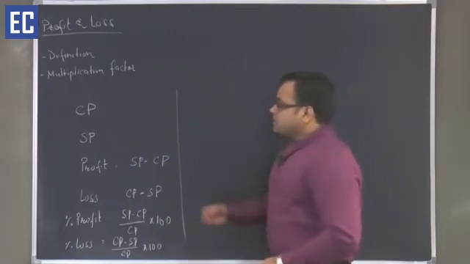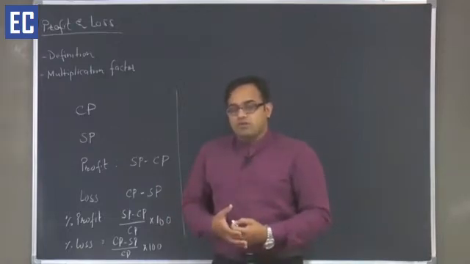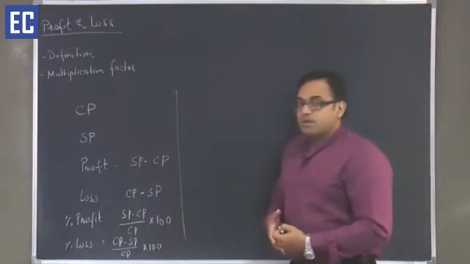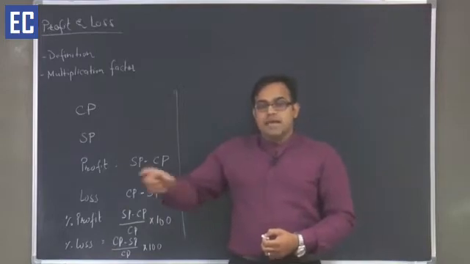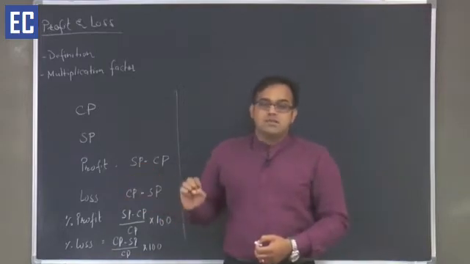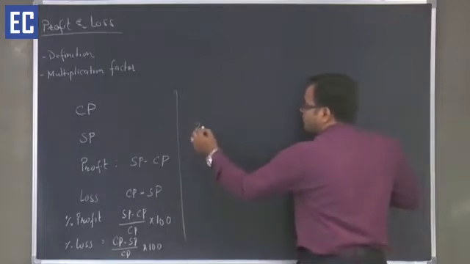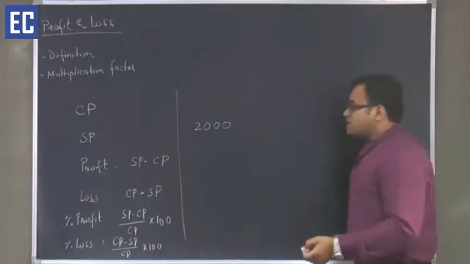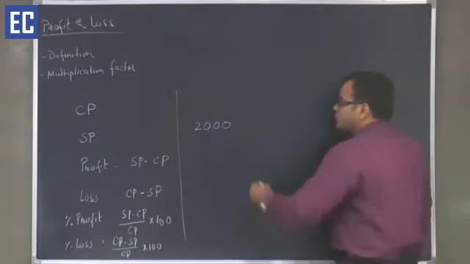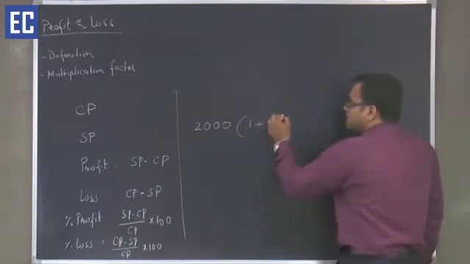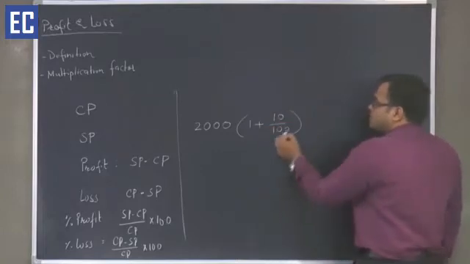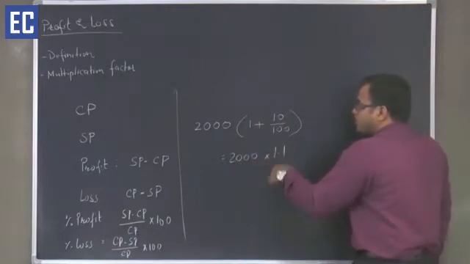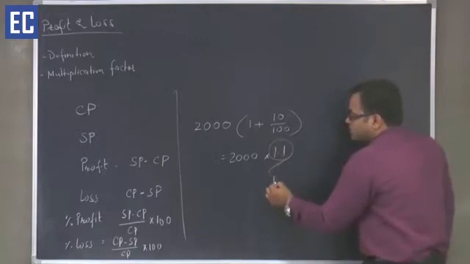One very important concept that will be of a lot of use for us is the multiplication factor, the MF. The multiplication factor is nothing but 1 plus x upon 100, where x is the percentage change. So let us say the cost of an item is currently rupees 2000 and its price is increased by 10%. Then the new price will be 2000 into 1 plus 10 upon 100, which is 2000 into 1.1. This 1.1 here is called the multiplication factor.